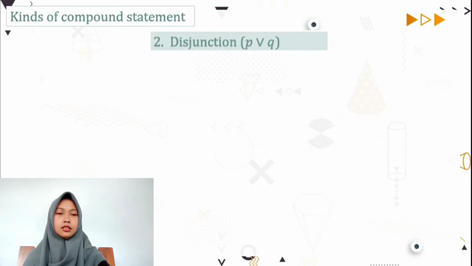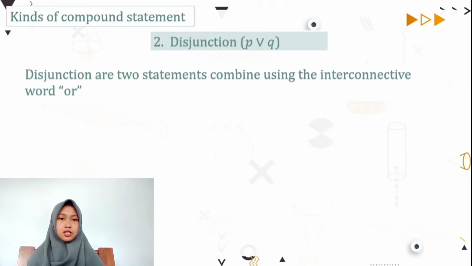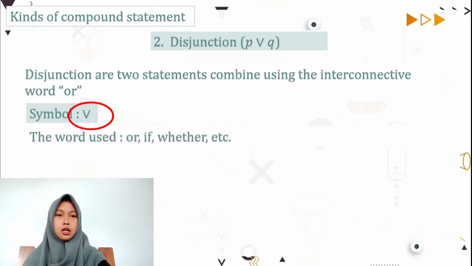And then the second is disjunction. Disjunction is two statements combined using the connective word or. The symbol is this. And then the words that can be used are or, if, whatever, and the like.